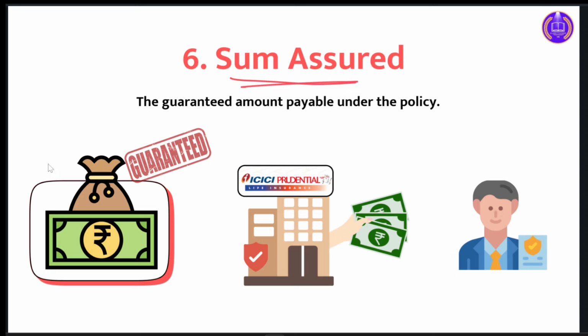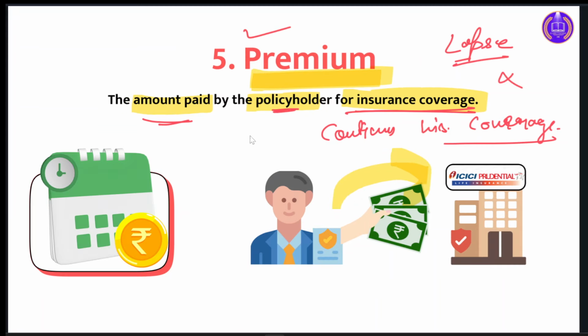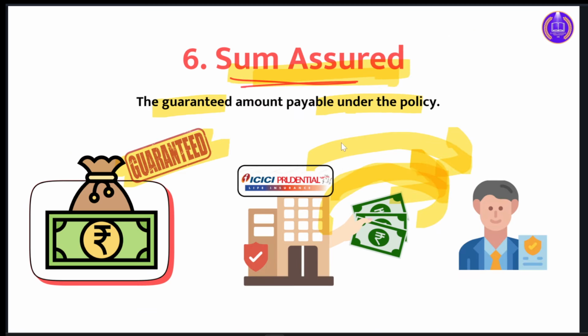Okay, so sum assured is the guaranteed amount. It is the guaranteed amount payable under the policy. This is paid by the insurance company to the policyholder when the policyholder incurs a financial loss. So sum assured is the money paid by the insurance company to the policyholder, and premium is the regular amount paid by the policyholder to the insurance company. So this is the difference.